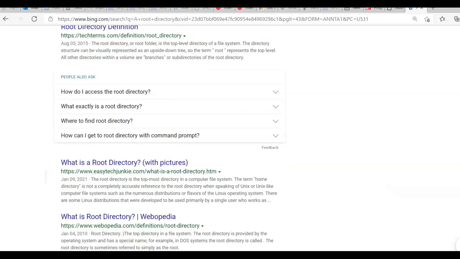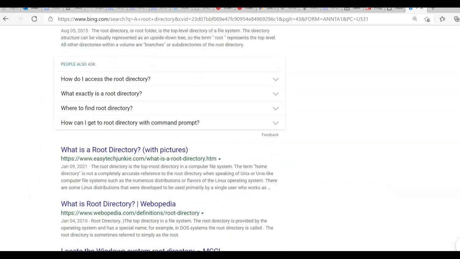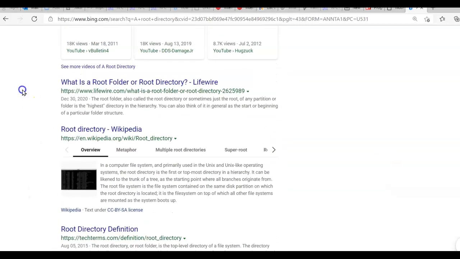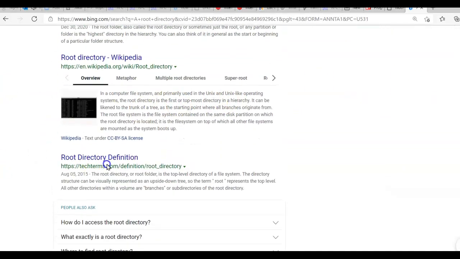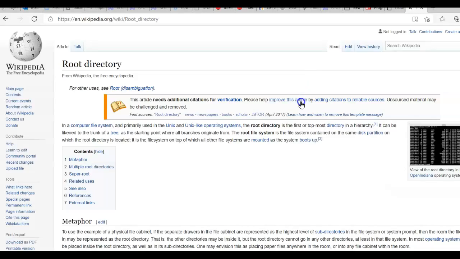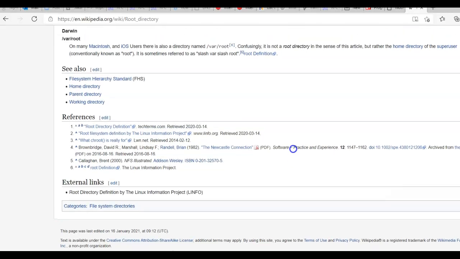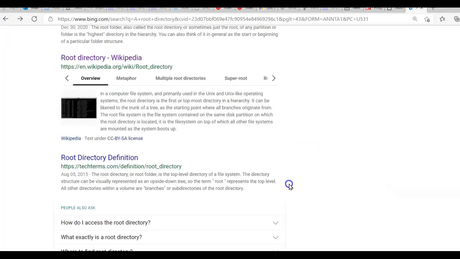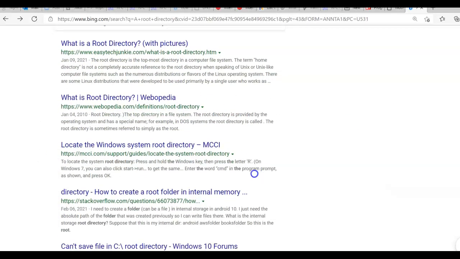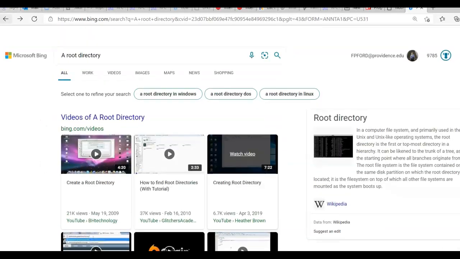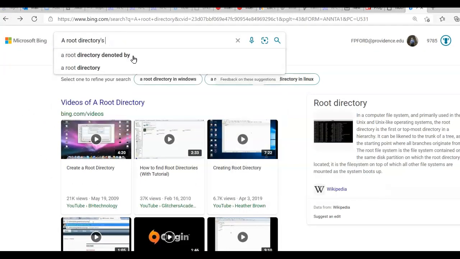And here I'm going to get one of these, as I said. I think Wikipedia will have it. Nah, they don't have what I want. Let's see. Here's what I'm going to do. A root directories sites.